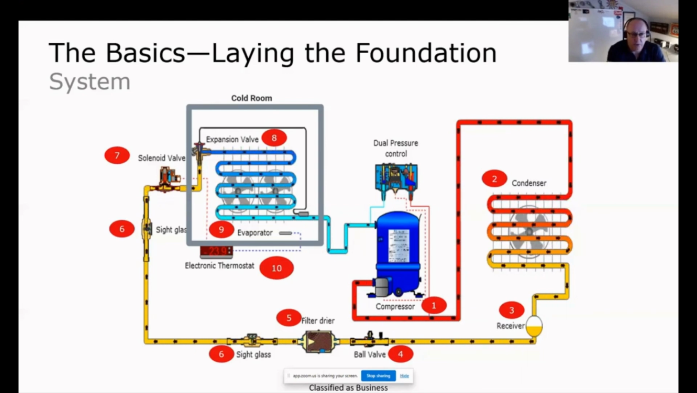Do we want cooling? Do we not want cooling? And then we have a pressure safety device, LP, HP, to look after the working pressures of the system. So that's a system, very, very basic. And if it's a small commercial system or a large industrial system, the processes are exactly the same.